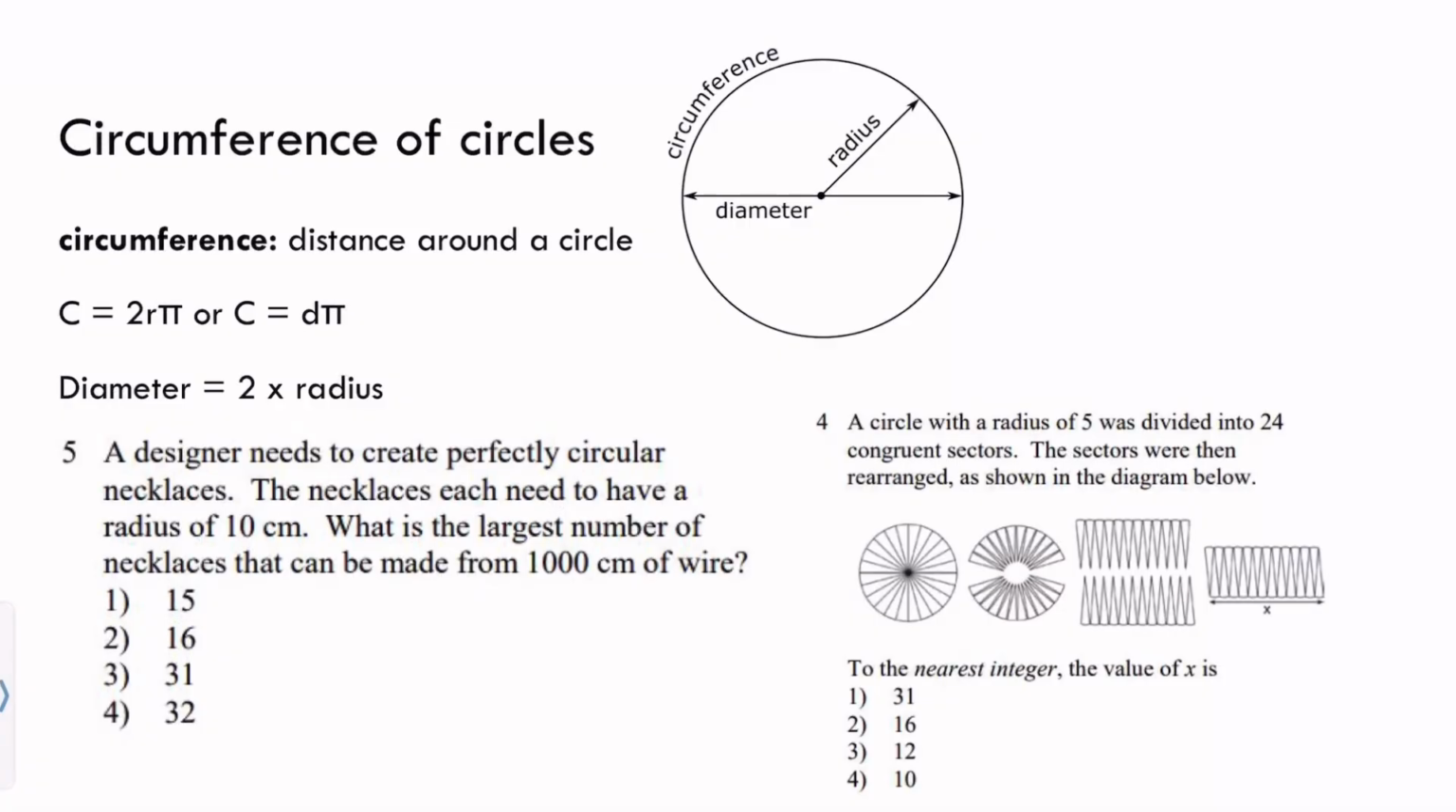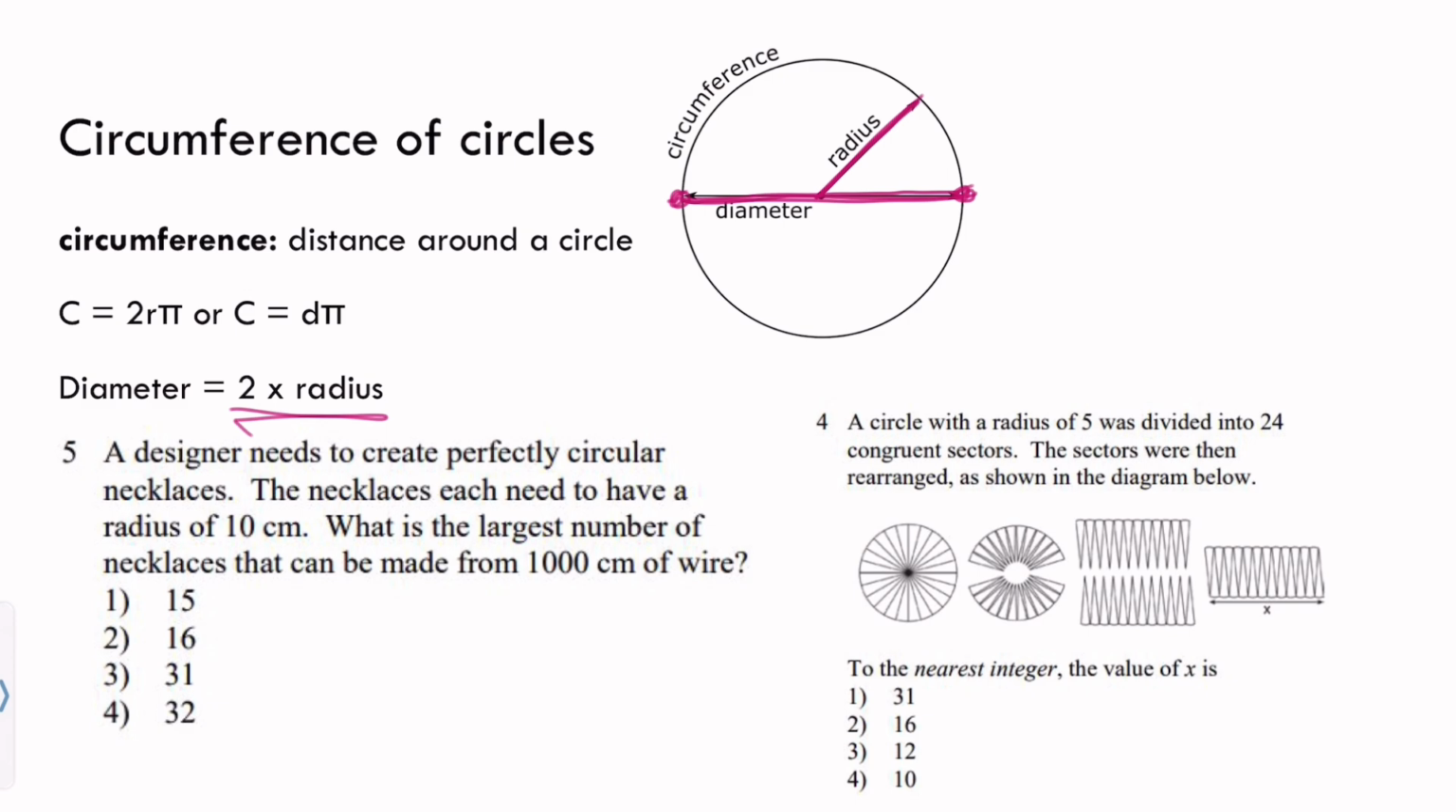The circumference of a circle is the distance around a circle. It is equal to 2 r pi, or the diameter times pi. The diameter is equal to 2 times the radius. So this diagram right here can help you better visualize what is what. And as you can see, the diameter is crossing right here from one side to the other, and then the radius is only half.